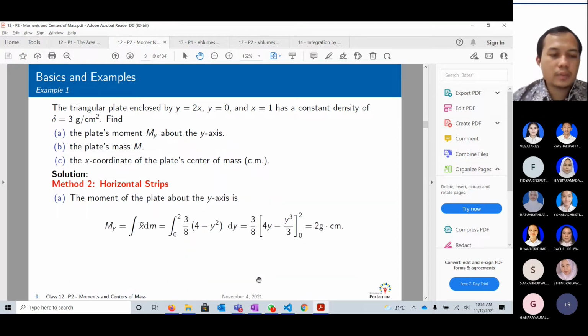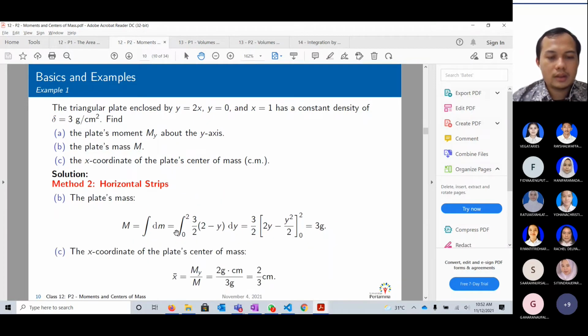And we can compute the moment of the plate about the y-axis now like this. We have a different kind of integration, but the results remain the same. We still have 2 gram centimeters, and the plate's mass is 3 grams, and therefore the x coordinate of the center of mass still remains 2/3 centimeters. Either the vertical strips or horizontal strips, the results must be the same. Any question?